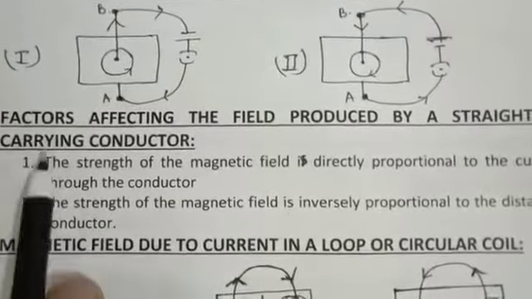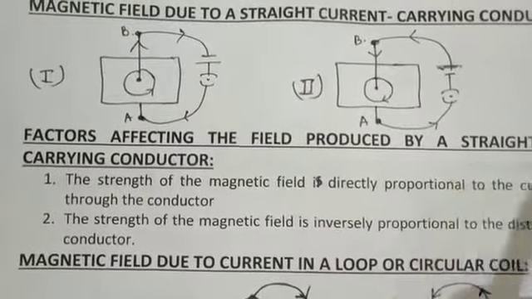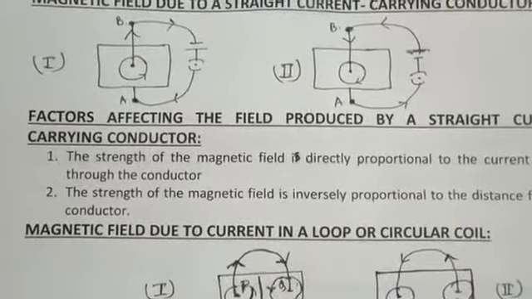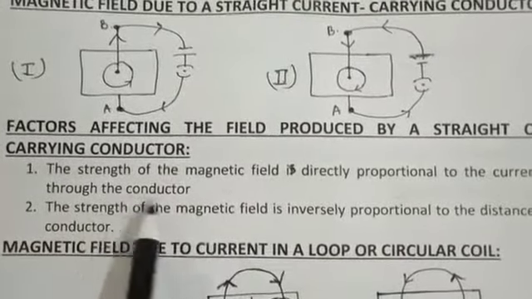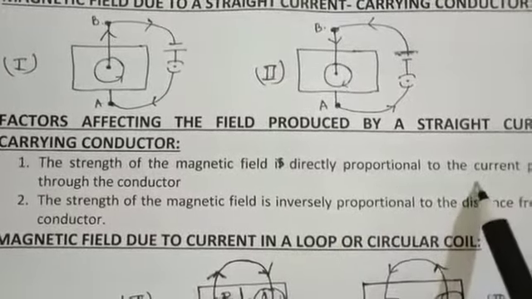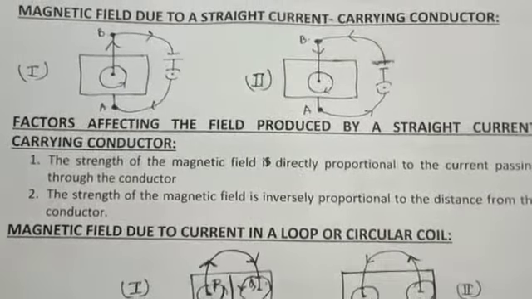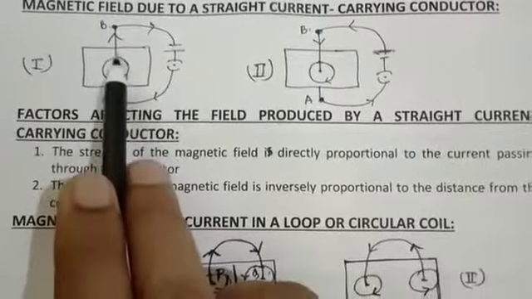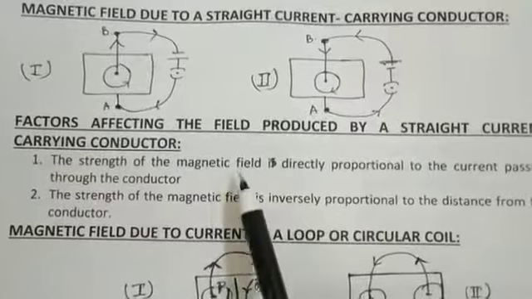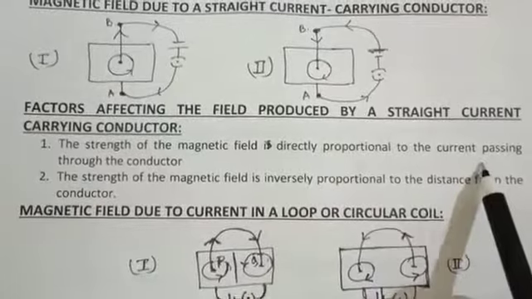Moving forward, factors affecting the field produced by a straight current carrying conductor. We will have two factors here. Factor number 1, the strength of the magnetic field is directly proportional to the current passing through the conductor. That means the more current we pass through this conductor, the more powerful a magnetic field we will have around it. So the magnetic field is directly proportional to the current passing through the conductor.